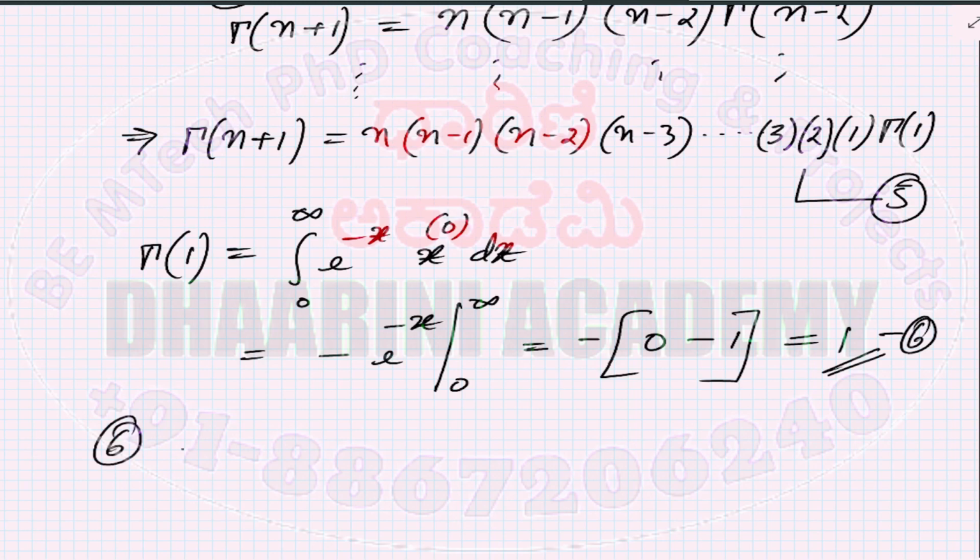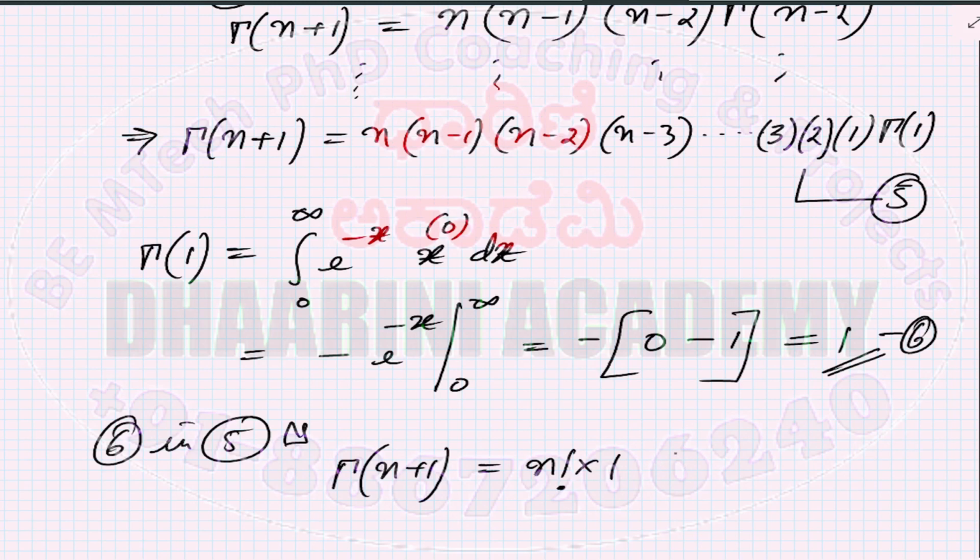So 6 in 5 gives me gamma of n plus 1 is equal to, so you see that n, n minus 1, n minus 2, n minus 3, dot dot dot up to 1 is nothing but n factorial into 1, because gamma of 1 is 1. So this itself is n factorial. Okay, this is possible only if we have n as an integer. Then only I can do this. I can replace this as integers, right? Otherwise it's not a factorial.